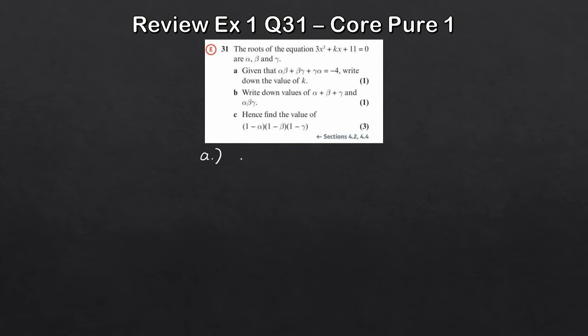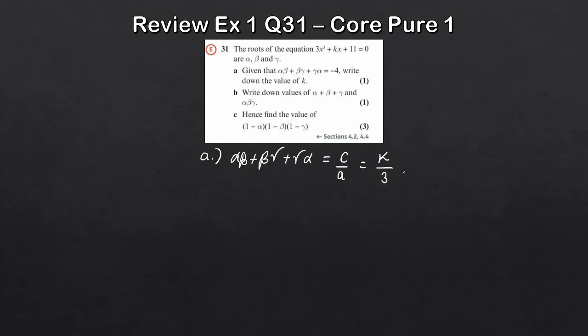But remember, alpha beta plus beta gamma plus gamma alpha, that's going to be equal to c over a, right? If we write that out using our coefficients, that's c over a. Well, c, remember there's no x squared here, so it's just x cubed, then x, and then just our constant at the end. So our c is just k, and then our a is 3. So this is k over 3.